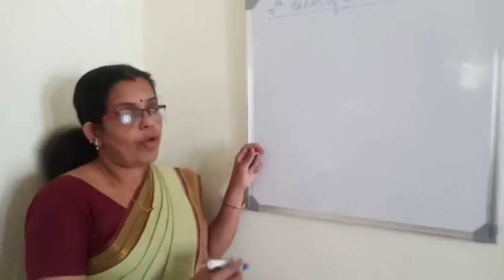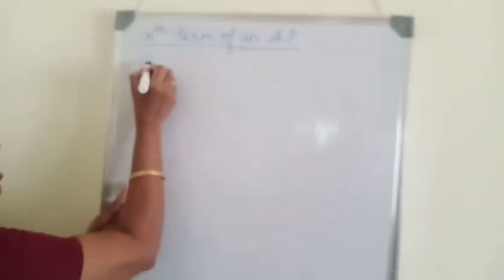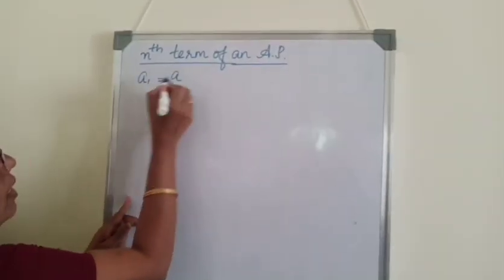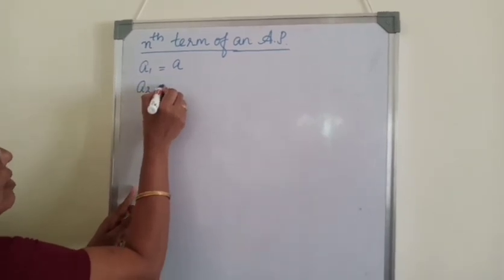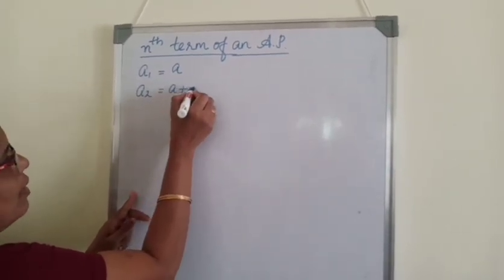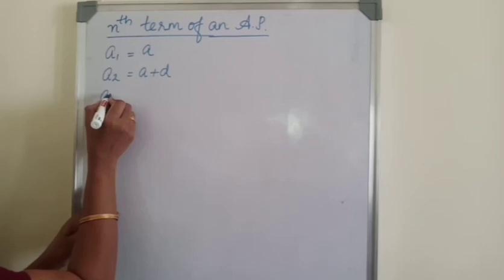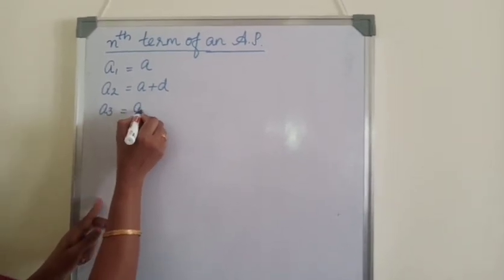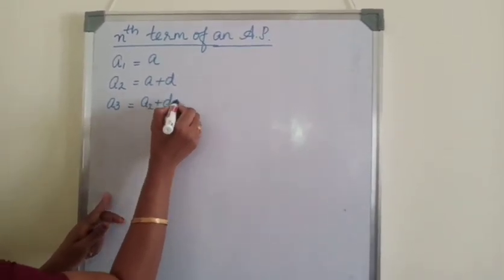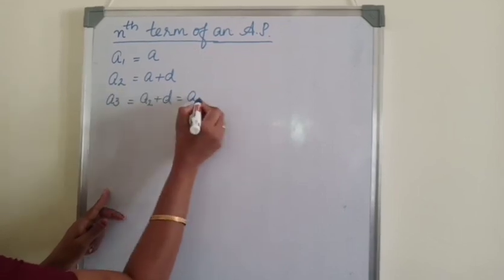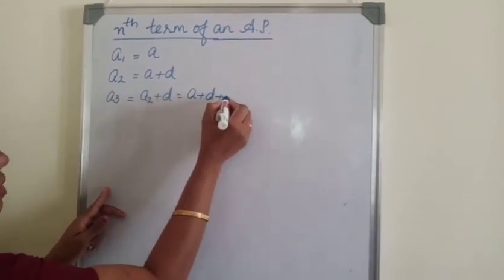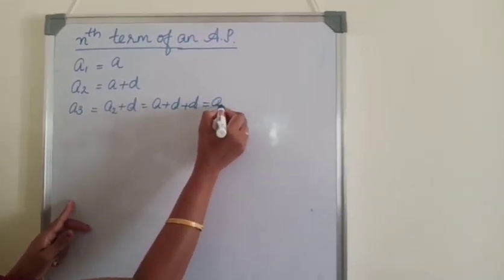The first term of an AP, A1 equals A. The second term A2 is first term plus common difference. The third term of an AP is second term plus common difference. That is A plus D plus D, which becomes A plus 2D.